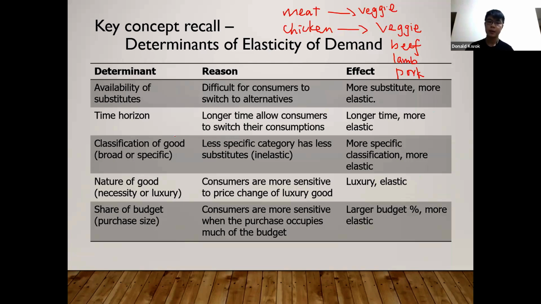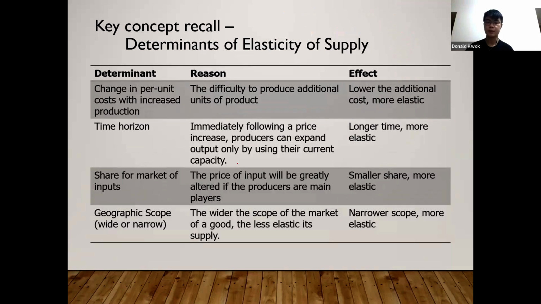All right, so this is about the determinants of elasticity of supply. We have 4 determinants affecting the elasticity of supply. The first one is changing per unit cost with increased production. If it requires a large cost to produce an additional unit, this shows that it will be harder for you to produce more units. And this reflects that the supply will be less elastic, right? Harder or less flexibility for you to increase your quantity. Okay, so lower additional cost, more elastic, and vice versa.